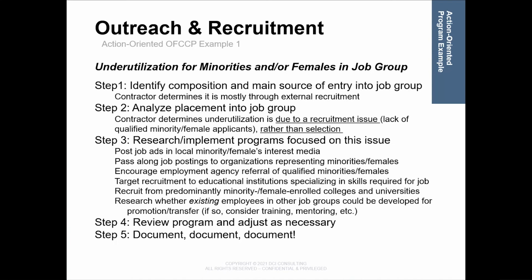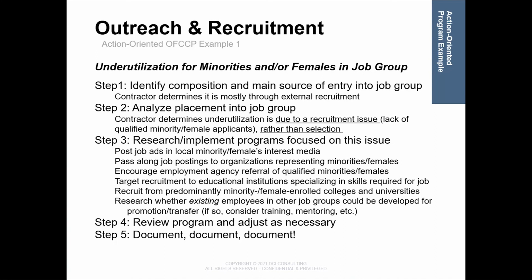The job group is composed of entry-level analysts and is predominantly filled by external recruitment. So upon identifying the underutilization, the contractor would then analyze placements into the job group to determine whether underutilization was due to recruitment or selection. For this example, the contractor has determined that the problem or area of opportunity is a lack of qualified minority and female applicants. So it's the recruitment rather than the selection.